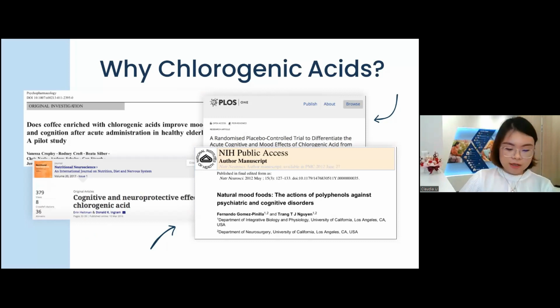So over time, there is a lot of research showing how chlorogenic acid is protective to our brain. Our neural pathways, how it protects our brain. It's like a shield against oxidative damage. And it can also protect us from degenerative brain diseases like Alzheimer's, and things like that.